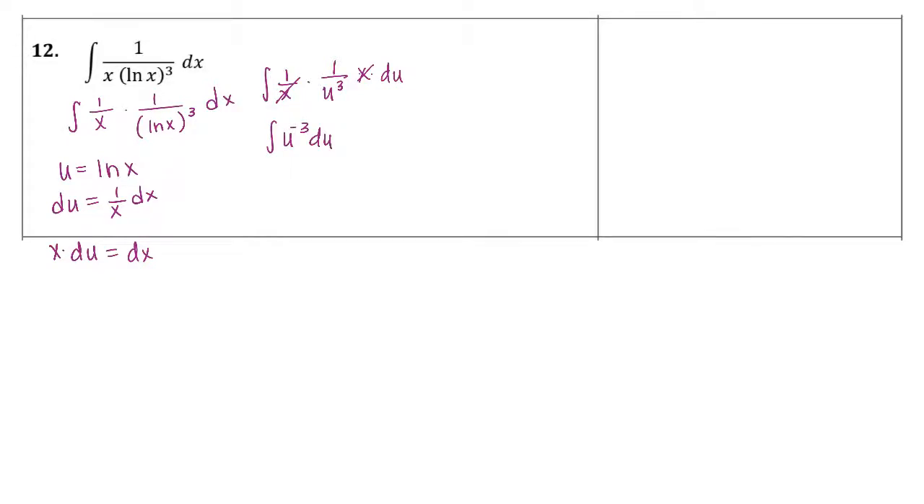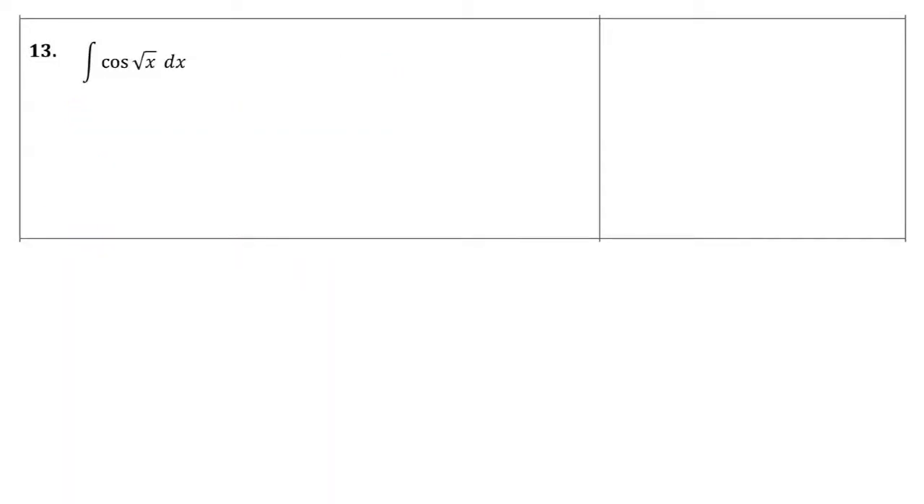And so that's going to be u to the negative 2, divided by negative 2, plus c. And then we do need to go back and substitute in our natural log. So we're going to have negative 1 over 2 times natural log of x squared, and then plus c.